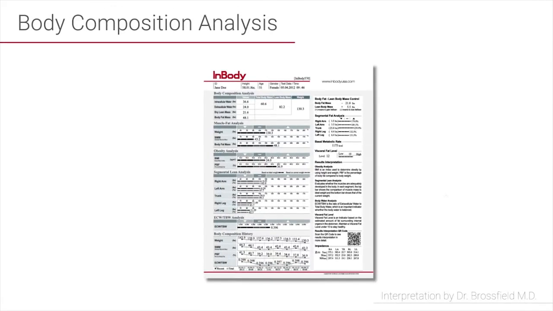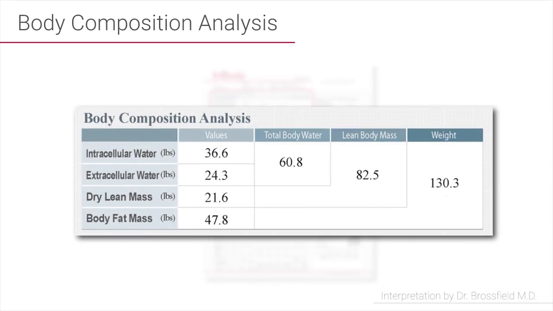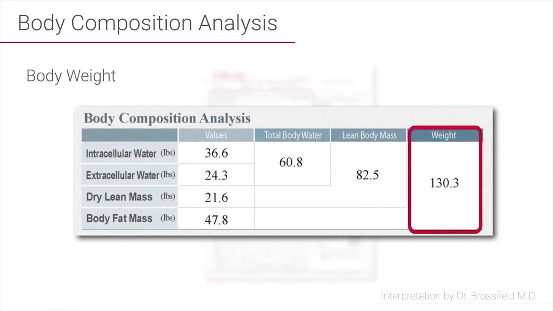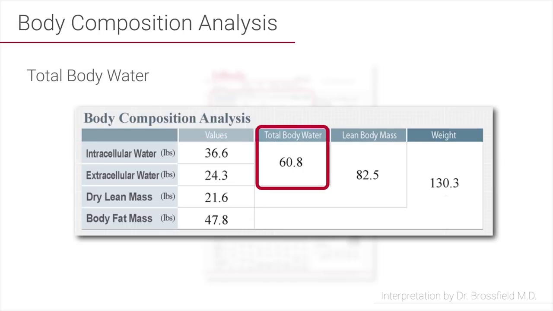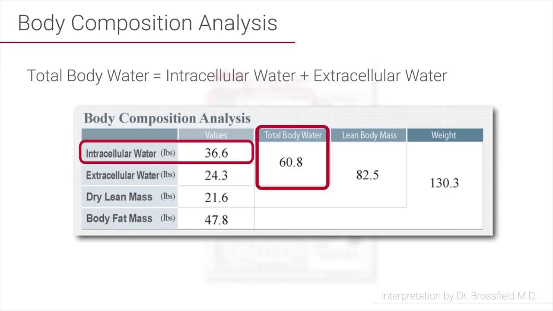If you start at the top of the sheet, there's a section called Body Composition Analysis, and you want to start there. Look to the right side of that section and you're going to see your total body weight. Your total body weight is made up of all of these different compartments. The first compartment we want to look at is body water. There's water that's inside your cell and outside your cell, and that together makes up your total body water. Total body water is an approximation of muscle because water is stored in the muscle, and so this is your muscle content in your body.